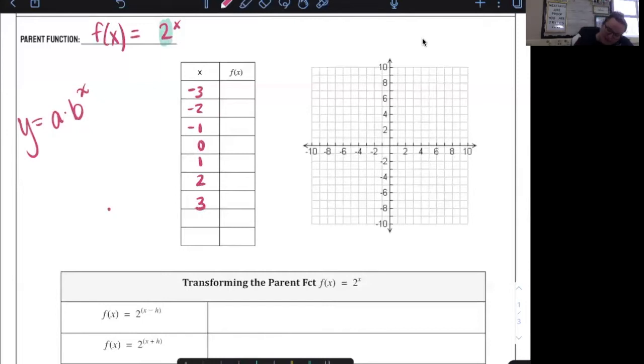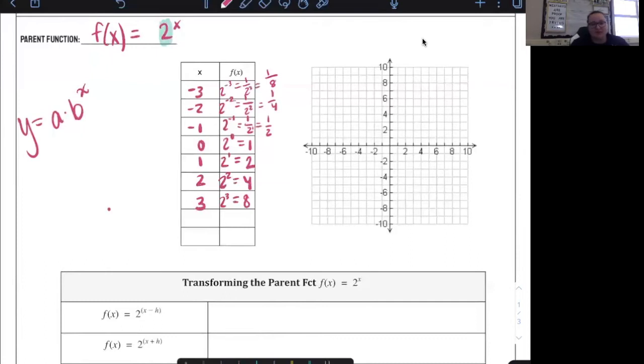If I plug in 3, 2 to the third, 2 times 2 times 2, would be 8. If I plug in 2, 2 squared is 4. 2 to the first is 2. 2 to the 0 is 1. 2 to the -1 is 1 over 2 to the first, or 1/2. 2 to the -2 would be 1 over 2 squared, or 1/4. 2 to the -3 is 1 over 2 cubed, or 1/8.